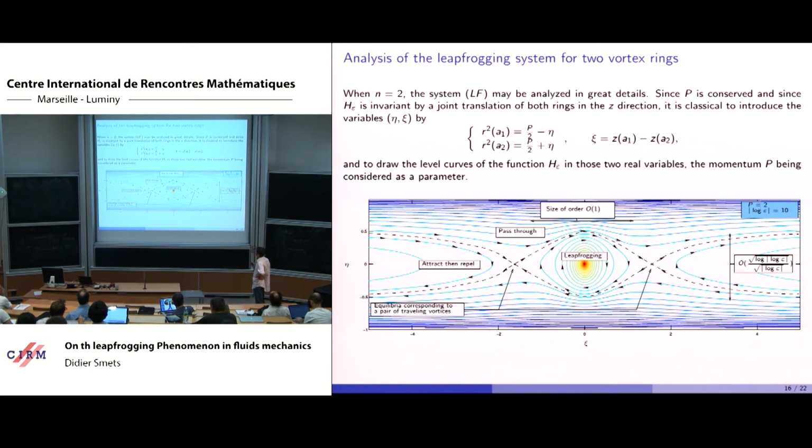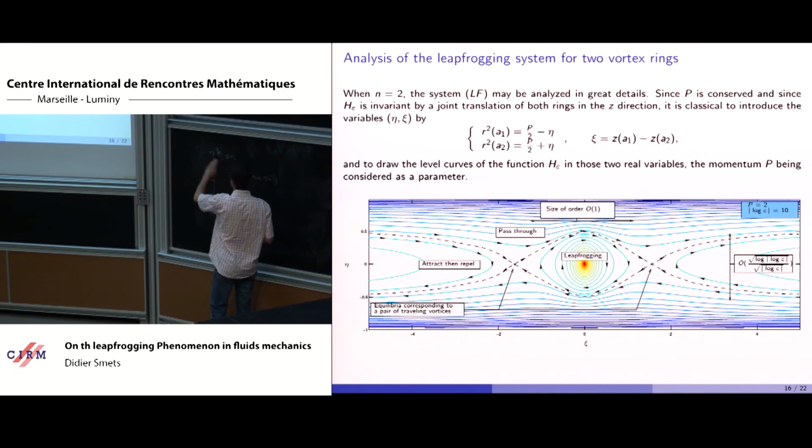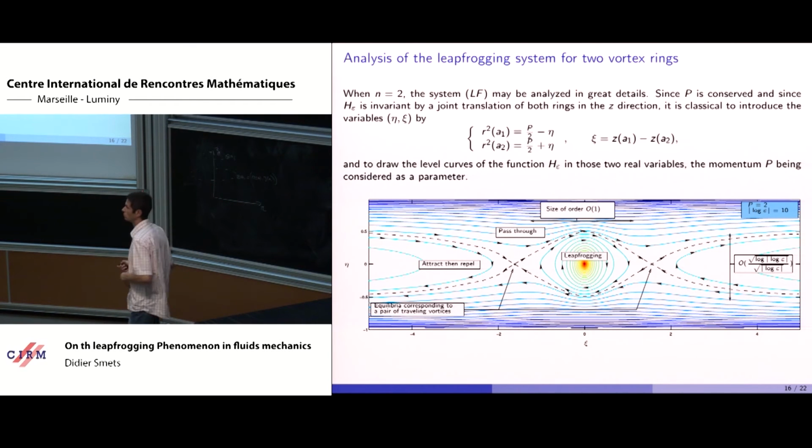One is the momentum P, and it turns out that P in that case corresponds to the sum of the R squared. So actually the sum of the areas of the disks is something which is conserved by the ODE flow. So you can fix it, and then you can define a new parameter eta. The sum has to be P, this plus this has to be equal to P, and so I define this variable eta in this way, which is between minus 1 and plus 1.